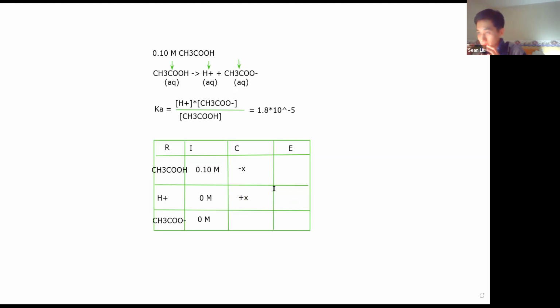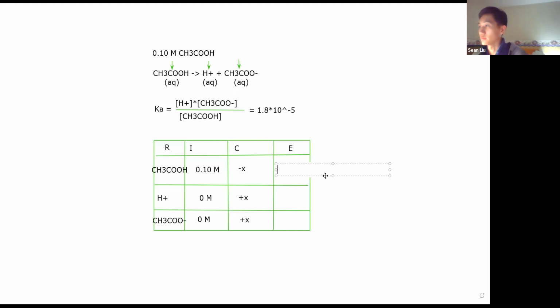So acetic acid, we're losing X, but from these lost molecules, they're not lost, right? They're broken apart into new molecules, specifically H plus and CH3COO minus. So we're also going to have plus X down here. Basically, minus X of acetic acid, but plus X for both products. All right, for E, we basically just put together initial plus change.